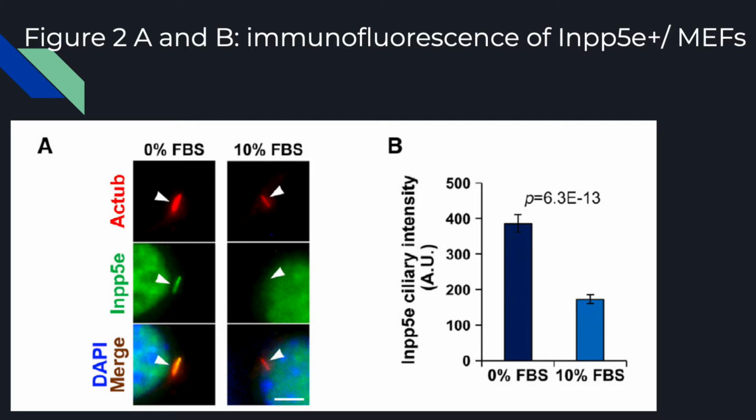Mouse embryonic fibroblasts were in 0% fetal bovine serum or 10% fetal bovine serum for 4 hours to measure the intensities of acetylated tubulin and INPP5E in figure 2A and B. There was significantly more INPP5E in 0% fetal bovine serum, which is the quiescent medium.